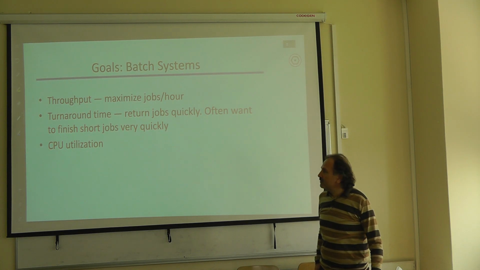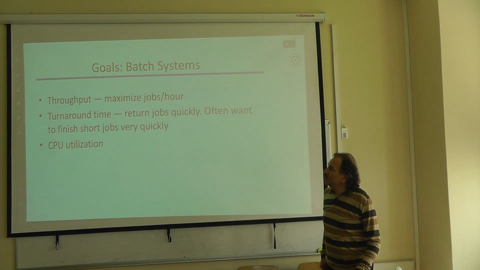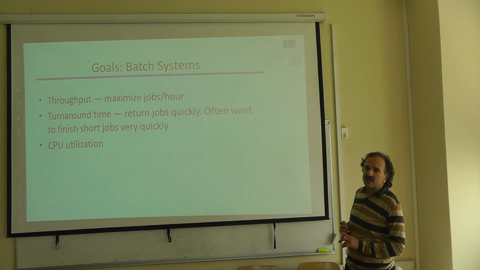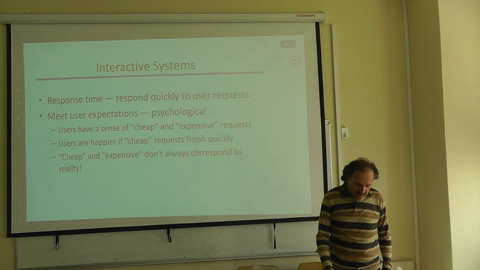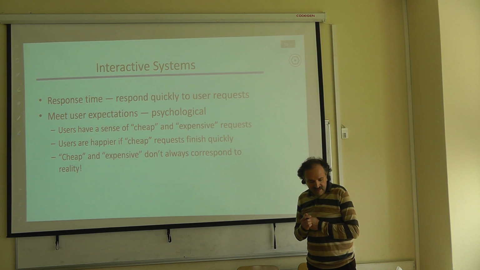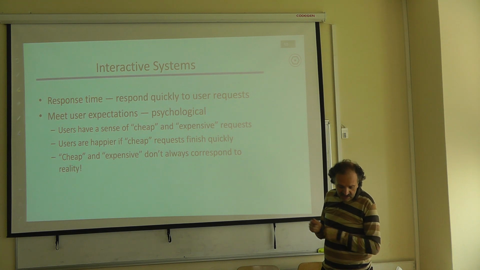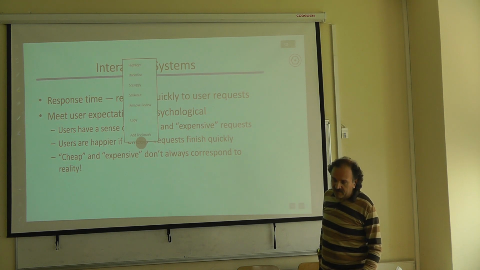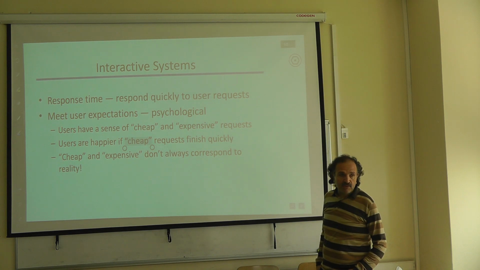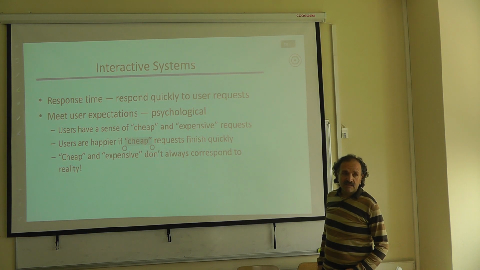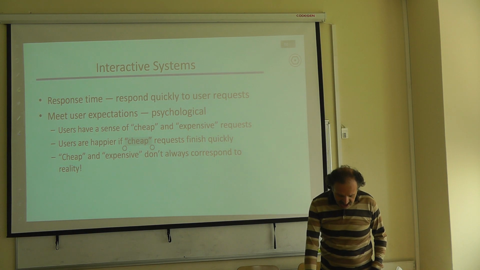For batch systems, throughput, turnaround time, and CPU utilization are important, and we will talk about this in a little bit. For interactive systems, response time and meeting the user expectations. Cheap requests should finish quickly. What is a cheap request? We talked about this last time. Mouse movement is like a cheap request, yes.